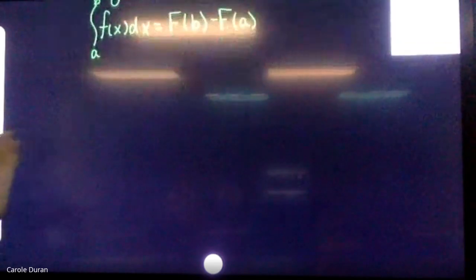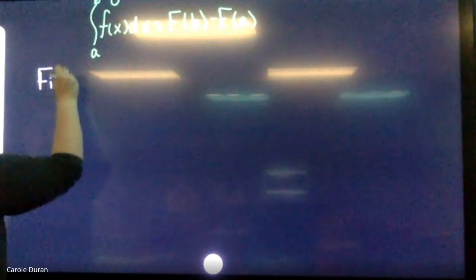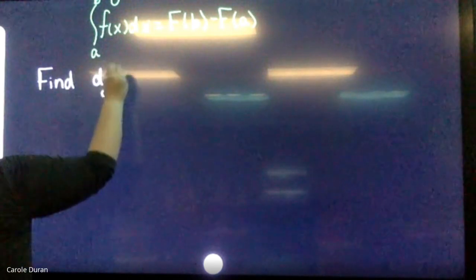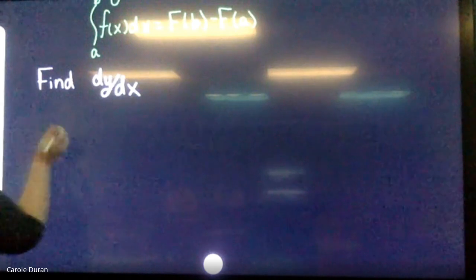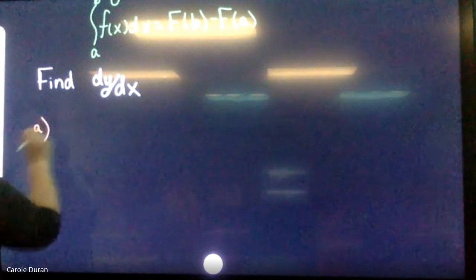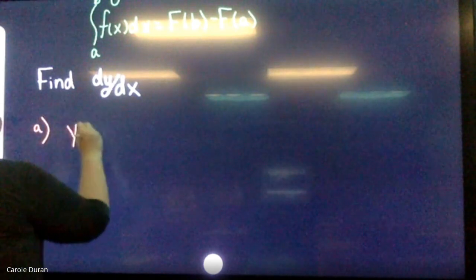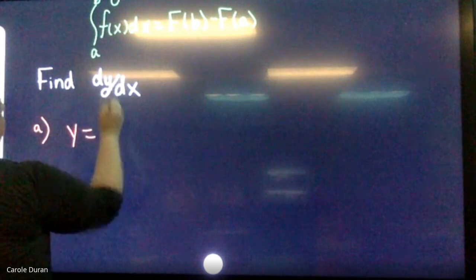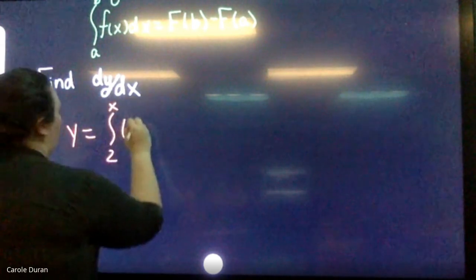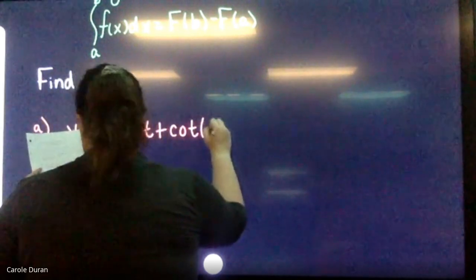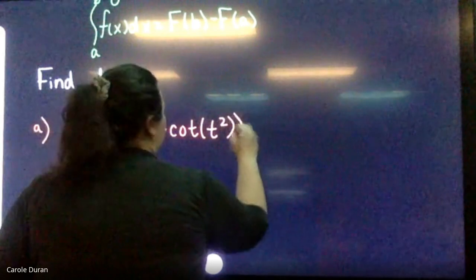Okay, so first example asks us to find the derivative of y. So y here is equal to the integral from 2 to x of the function 3t plus cotangent of t squared dt.